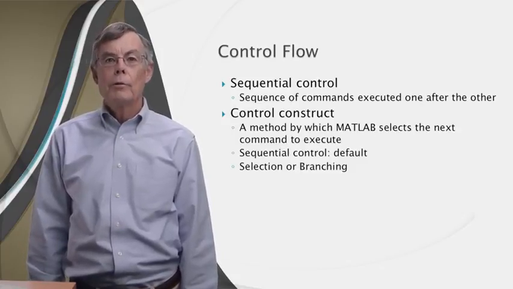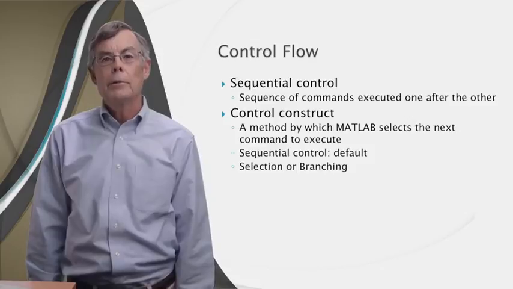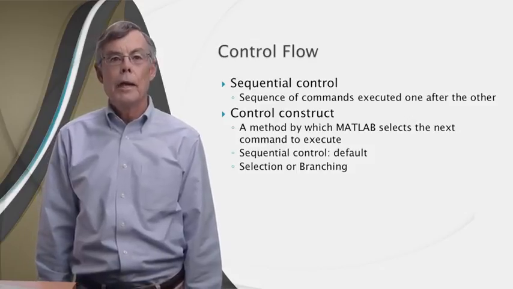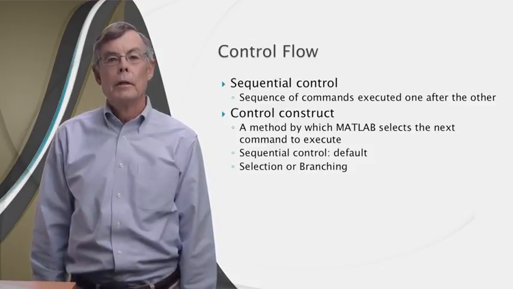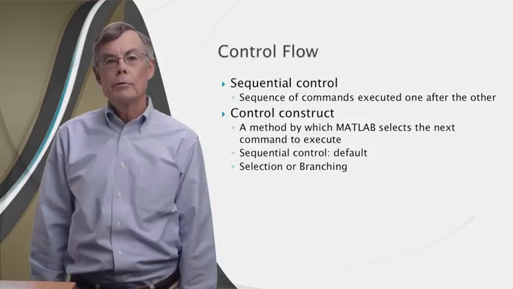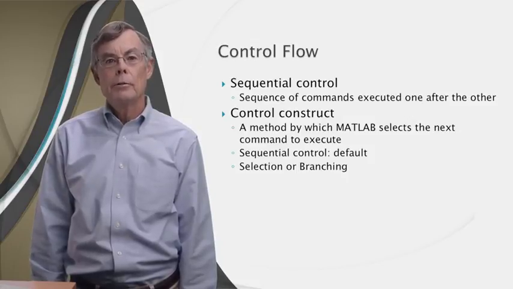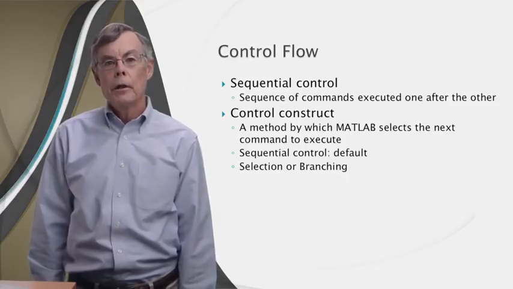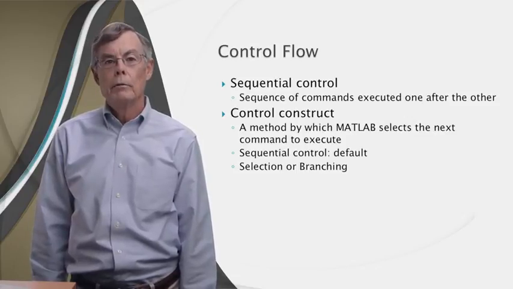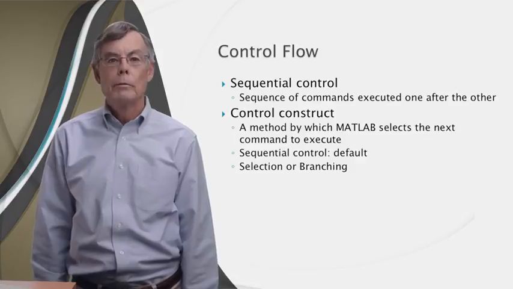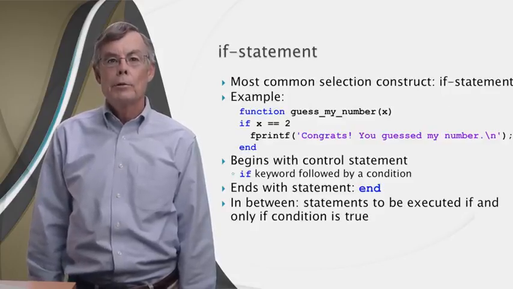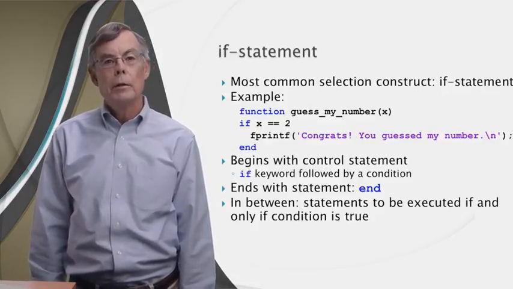A control construct is just a method used by MATLAB to select the next statement to be executed after it's done with the current one. In this lesson, we'll introduce some constructs that tell MATLAB to select its next statement based on some condition. A construct that does this is called selection, or some people call it branching. The most common selection construct is the if statement.